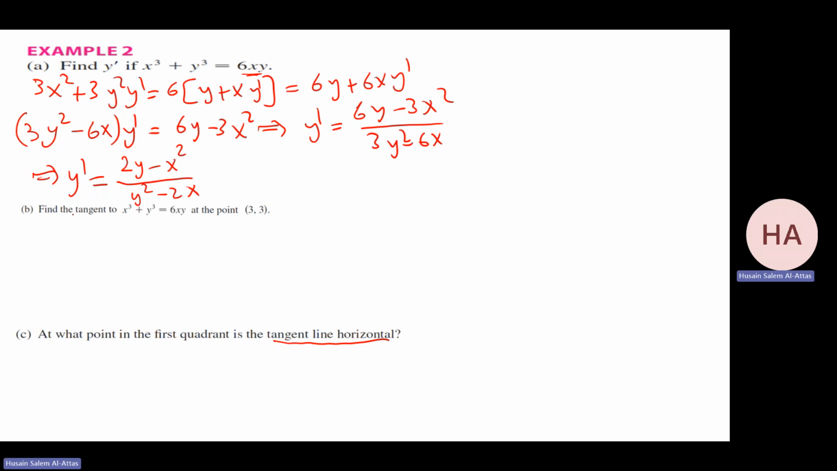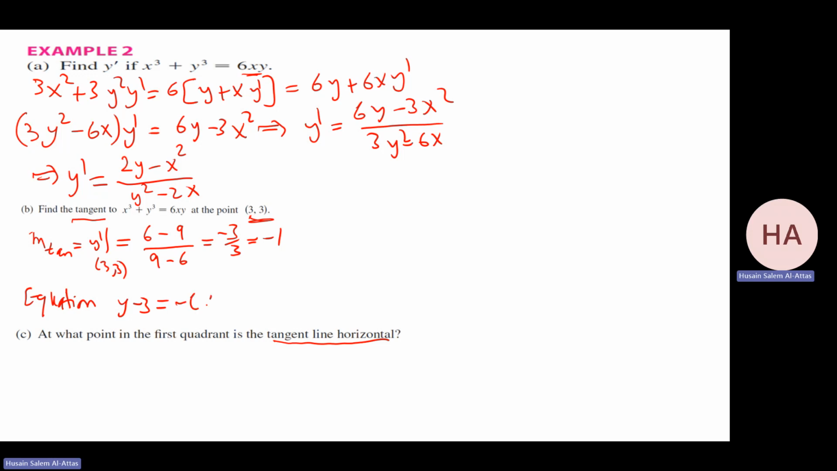Okay. Find the tangent line at this point. Then I have m tangent is y prime at this point. And that is what? 6 minus 9 over 9 minus 6, which is minus 3 over 3. That is minus 1. So it will be the equation: y minus 3 equals minus x minus 3. So y equals minus x plus 3 plus 3, plus 6. That will be the equation.